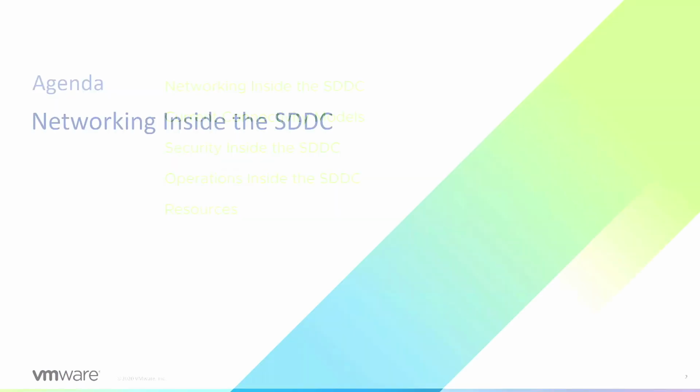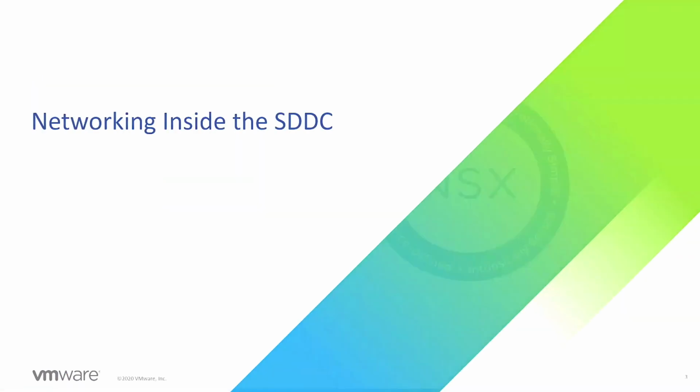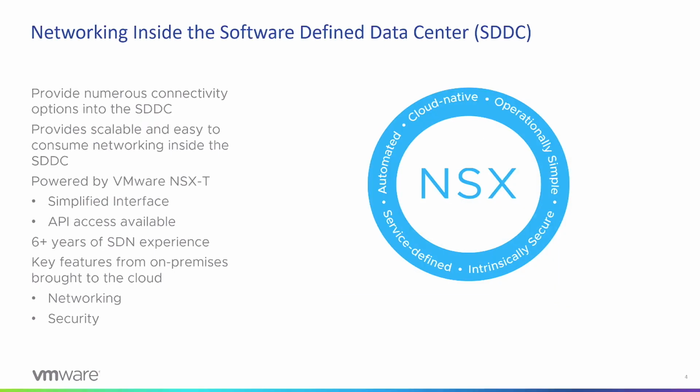So if we focus on networking inside the SDDC, we do have a number of different ways to connect into the data centers and to the service. All of it is powered by NSX-T, specifically the T version of NSX. The idea was really to provide consistent capabilities and experience from the on-premises infrastructure for customers who have NSX-T on-prem into the software-defined data center. And for those customers who don't have NSX-T on-prem, no problem at all. We still can provide the same experience and connectivity that they would have had on-prem with NSX-T in the software-defined data center powered by NSX-T.